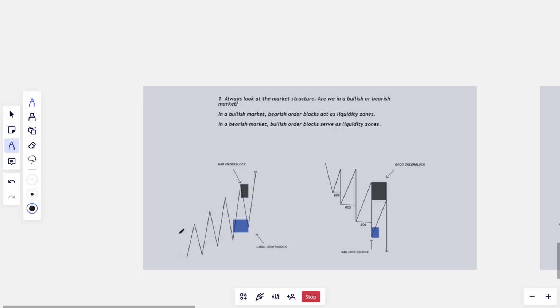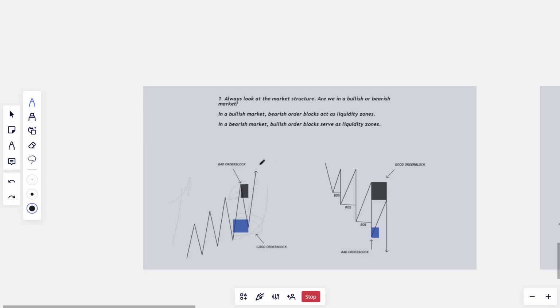So right here, we can see that we are in a bullish market structure. Price is pushing up. So we can further clarify that these bullish order blocks will hold for us to push price higher. But this bearish order block right here will be used as liquidity. Price will use this bullish order block to then target this bearish order block to take them out.